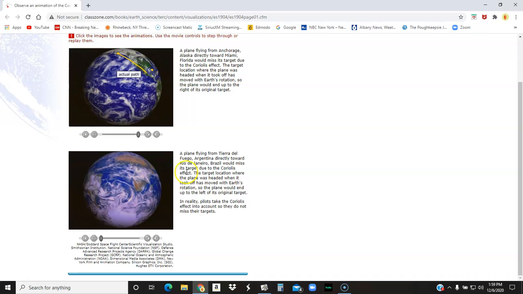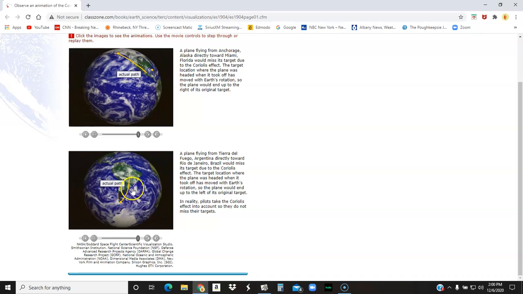So here a plane is going to leave Tierra del Fuego, Argentina, which is in southern South America. It's going to start to head north toward Rio de Janeiro. It's going to miss its target to the left because, again, the Earth keeps rotating to the east. So let me hit play and you'll see that. And there you can see what happened.